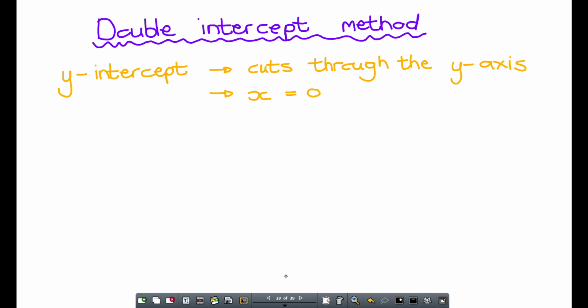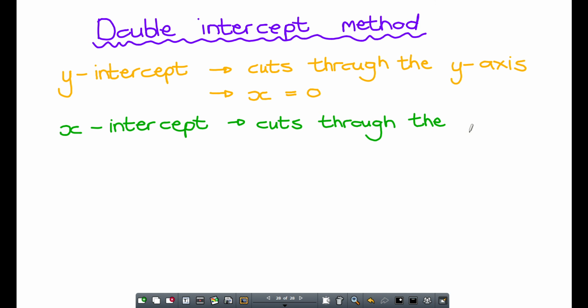Then, x-intercept. What does x-intercept mean? Good. It cuts through the x-axis. Okay. So write all of that down and then I'll explain again.